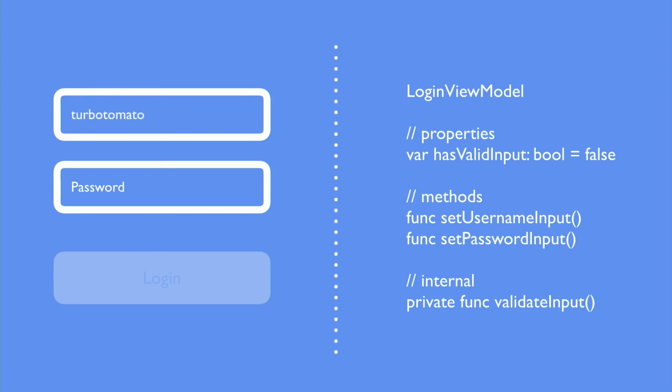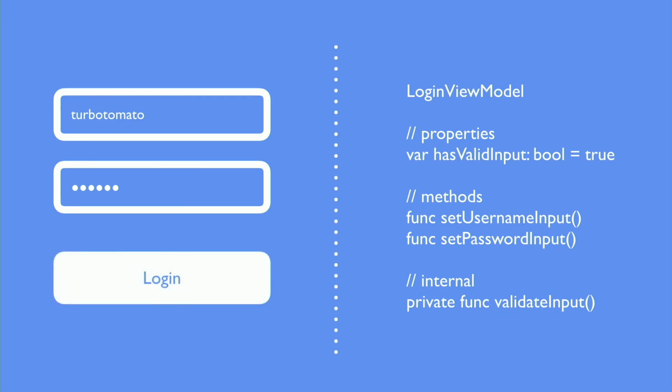As we type into our text fields, we'll call the appropriate methods on our view model, set input for a given field. In turn, we'll call our own internal method for validation. Since we've provided a value for just our username, but our password is still blank, our button's still disabled. The user now enters a password. We'll call our validate method again. And now that our requirements have been met, we'll update our Boolean property so that it reads true, which will now enable our button.